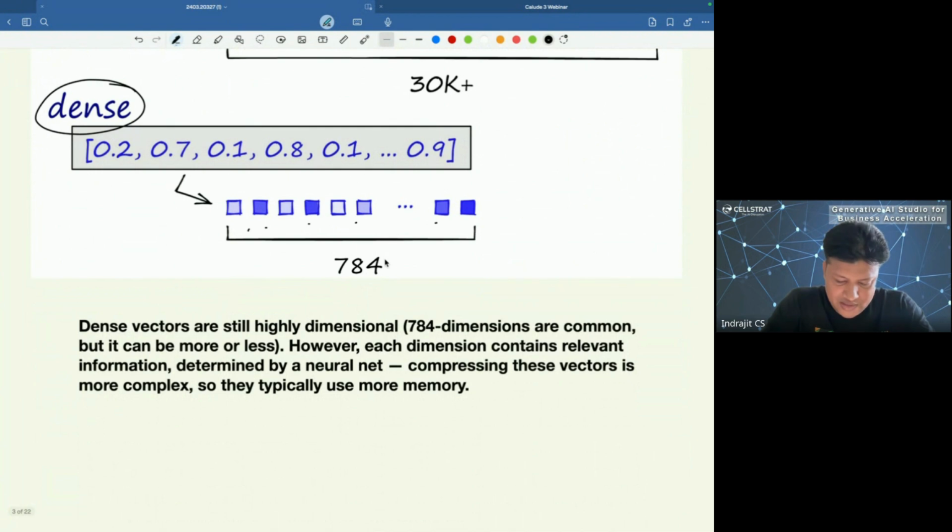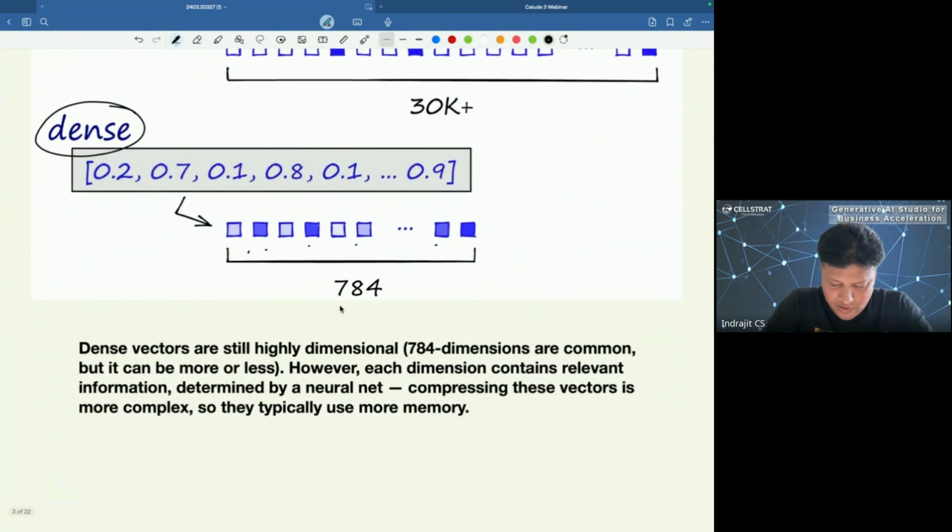Now you can see the dimension. Dense vectors are still highly dimensional, and 784 dimensions are common, but it can be more or less. It depends on how you build that particular vector. However, each dimension contains relevant information determined by the neural net. So the underlying neural network that is used for building that vector is defining the vector dimension.